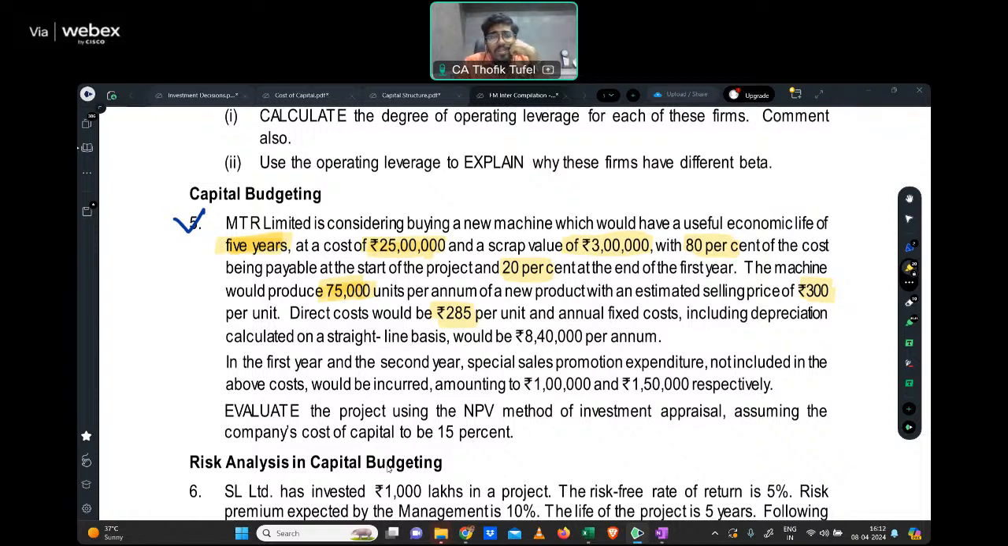Fixed cost including depreciation on straight line will be 8,40,000 rupees. Okay, including depreciation. So 8,40,000 is the fixed cost. Depreciation எவ்வளோ sir? 25 lakh rupees minus scrap value, so 22 lakh rupees divided by 5 years. That will be your straight line depreciation. So 25 lakh minus 3 lakh rupees scrap value, 22 lakh rupees is the depreciable value. 22 lakh divided by 5, your depreciation amount will be 4,40,000 rupees.